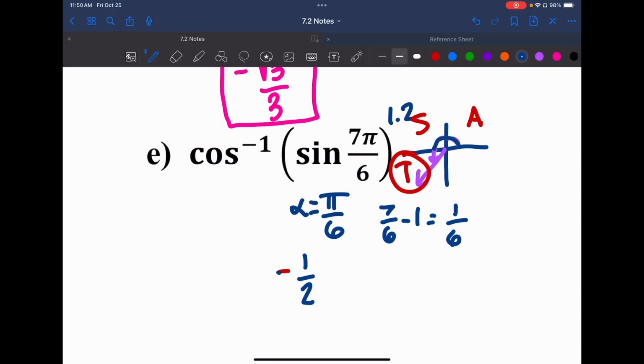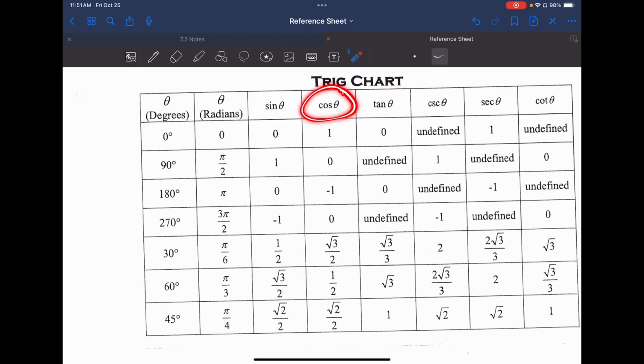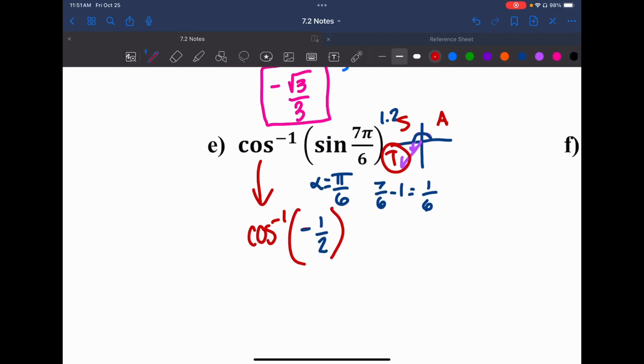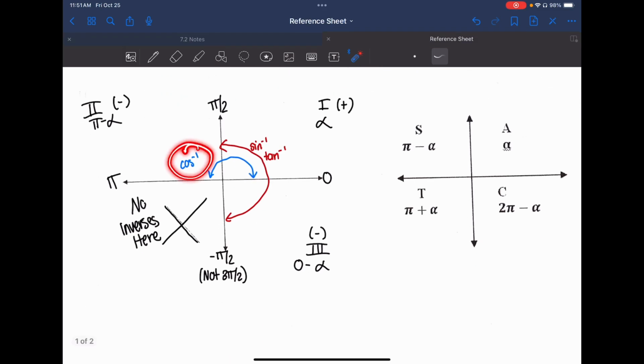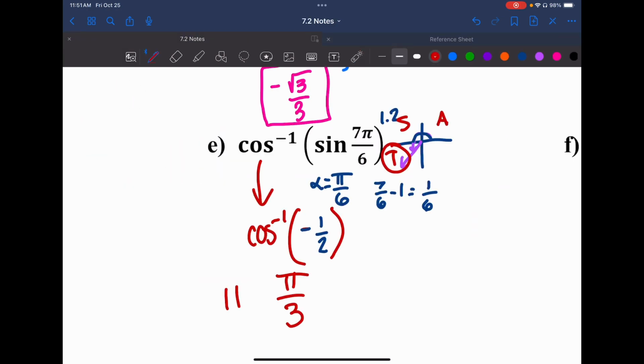We'll change that to blue. Now we're going to find inverse cosine of negative 1/2. So we're going to go back to the trig chart. Cosine 1/2 is pi over 3. Pi over 3. But because this is negative, we have to look here. So here's inverse cosine. When it's negative, we do pi minus the angle. Pi minus. Remember that pi is just 1, so we could write it as 3 over 3 minus 1 over 3 is 2 over 3.